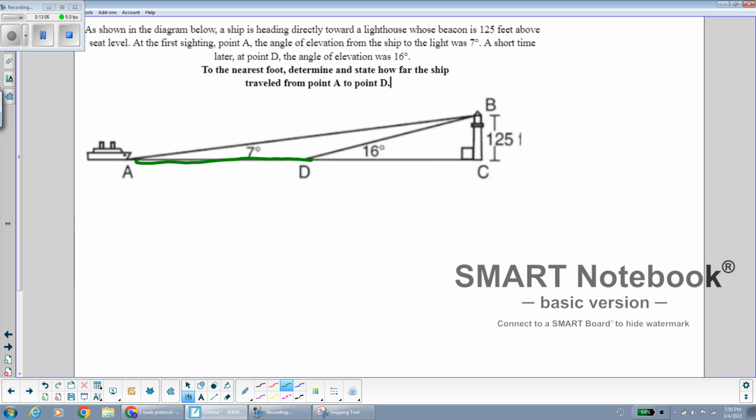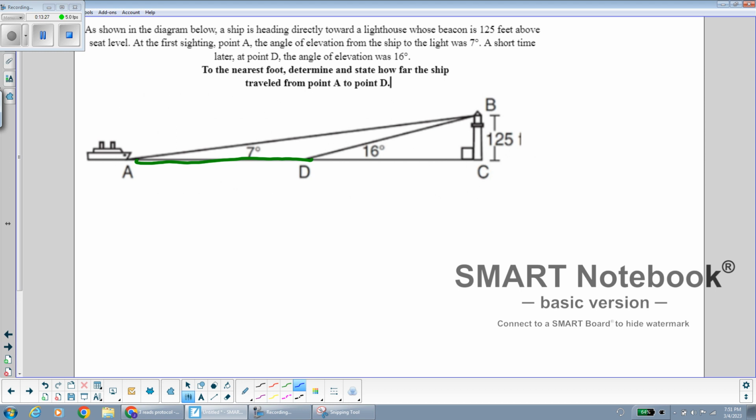We're given the angle of elevation from the ship to the lighthouse at the first time that was mentioned. And we're also given the angle of elevation from the boat to the lighthouse at the second time that was mentioned in the question. So what we need to realize here is that trig ratios only work for right triangles.